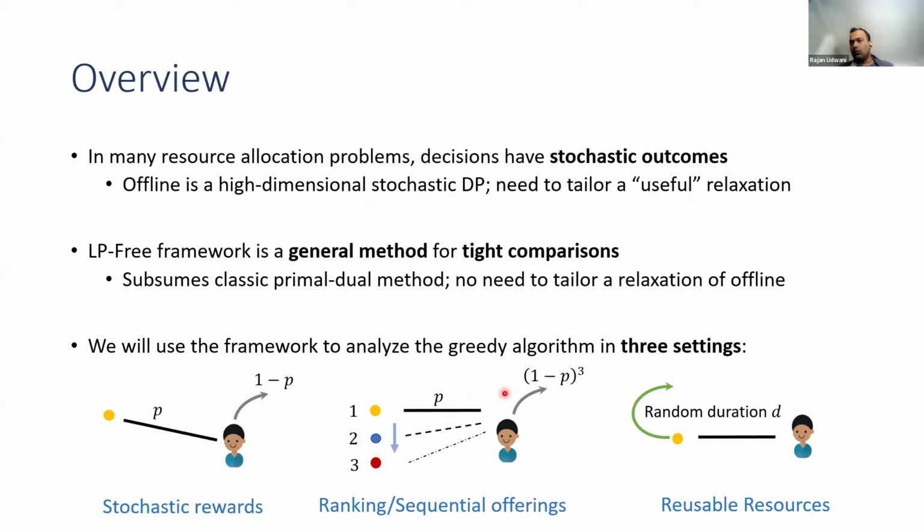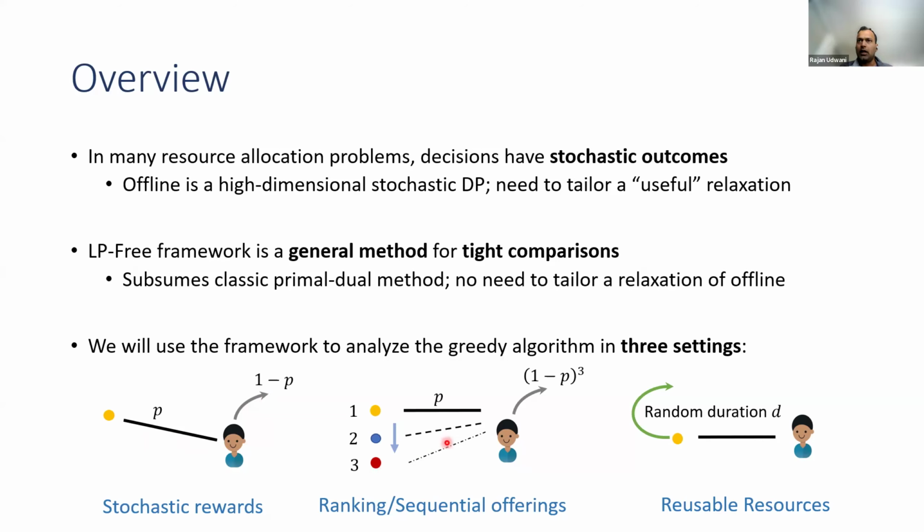Okay, so to give you a high-level view of what we want to look at, there are many settings in online resource allocation where any decision that the algorithm makes has some stochastic outcome. To give you an example, in the setting of online matching with stochastic rewards, if you match a customer to a resource, there's some probability that the customer actually accepts the match, and with the remaining probability, the customer rejects the match. So this is a stochastic outcome. It happens after you decide that you're going to match this customer to this resource.